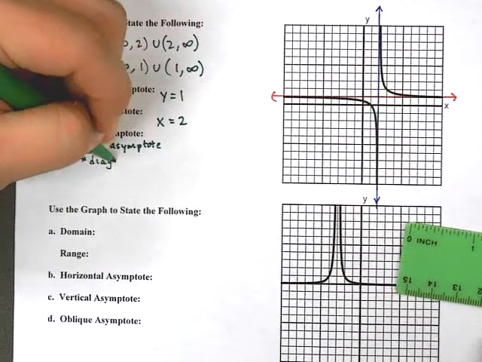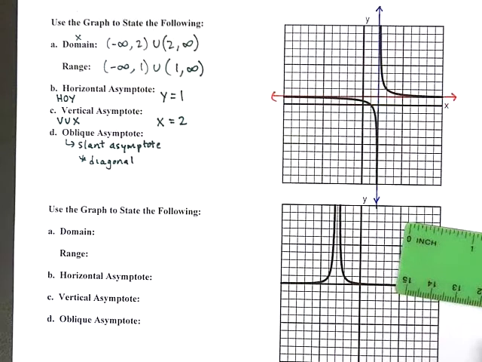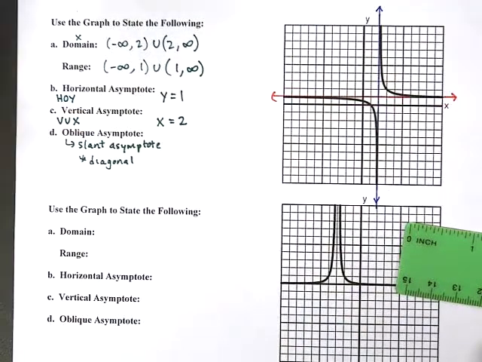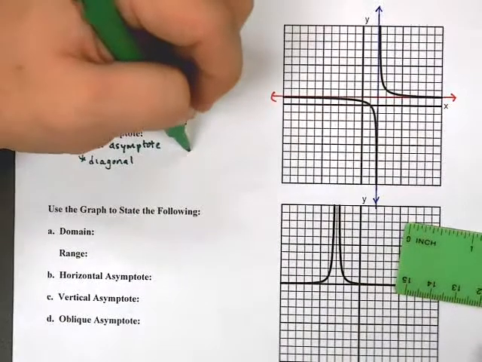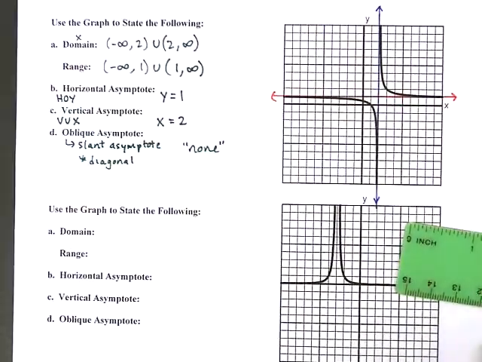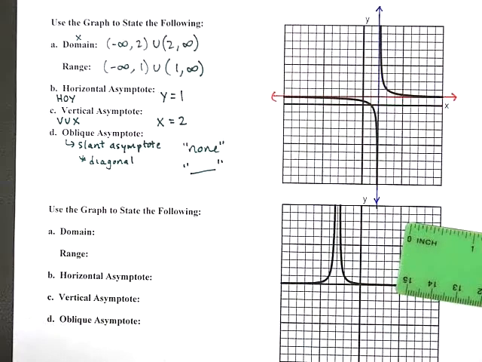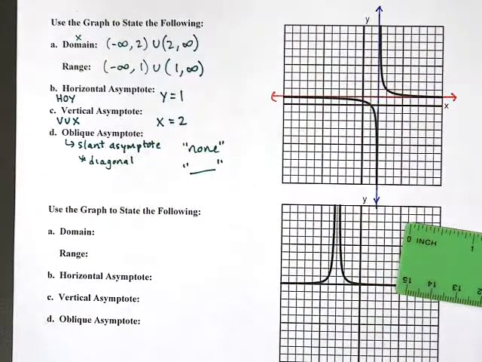And in this picture, I would hope we can agree there isn't one. There's no diagonal line that nothing is touching. So here I would just say none. You don't have to put quotations, but you should answer it with a none or like a dash or something. Give me an answer. Don't just leave it blank.